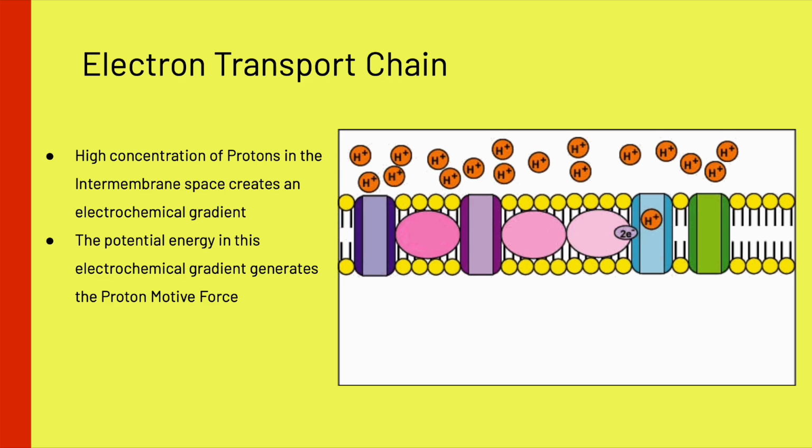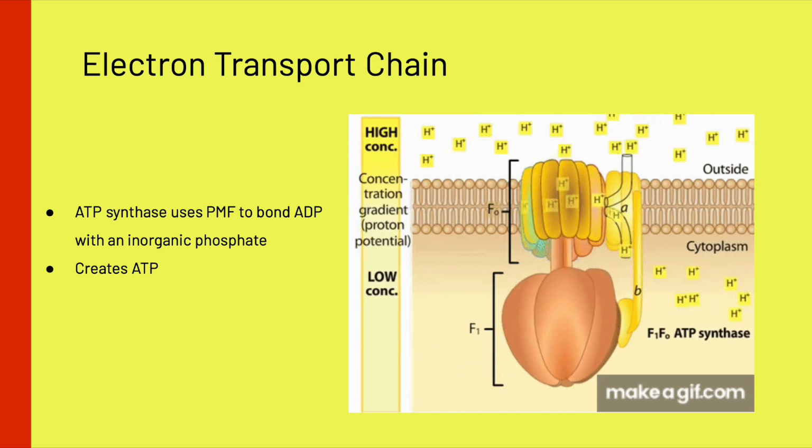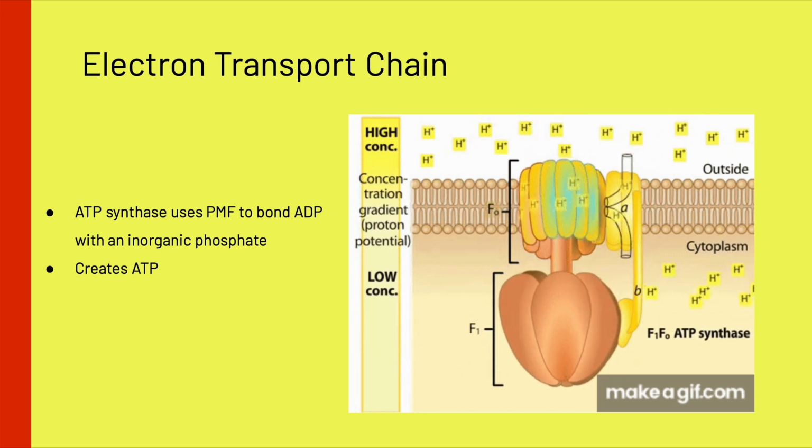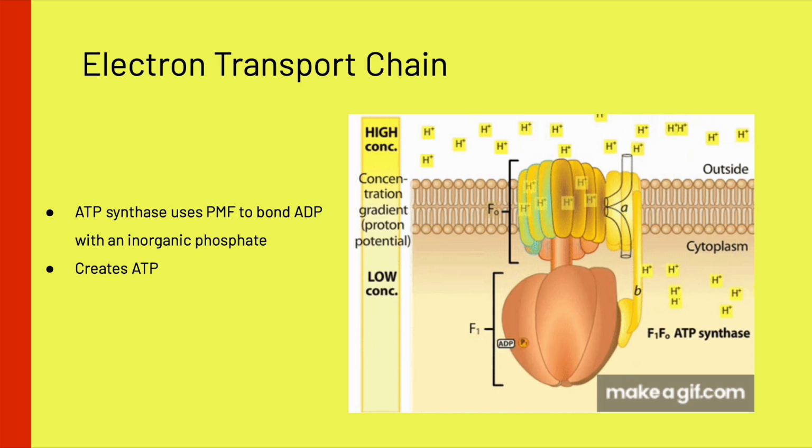the intermembrane space. There's a whole lot of potential in the chemical gradient in the proton, which generates PMF, or proton motive force. ATP synthase then makes use of this PMF when it allows protons to flow along their concentration gradient back into the matrix.